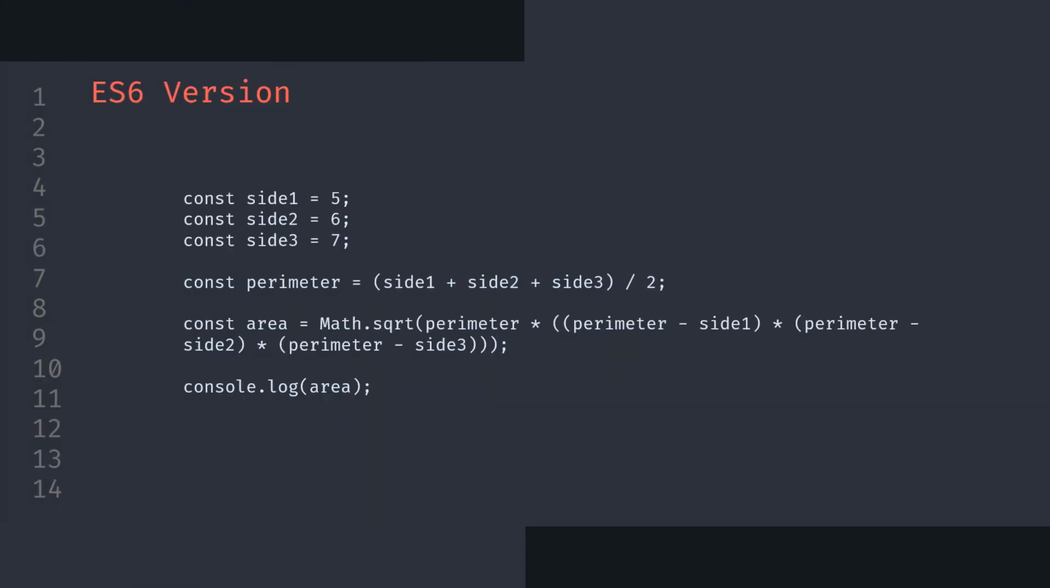For those who prefer modern JavaScript, here's the same solution written in ES6 syntax. We use const for declaring the side lengths and semi-perimeter, and everything works the same way as before.